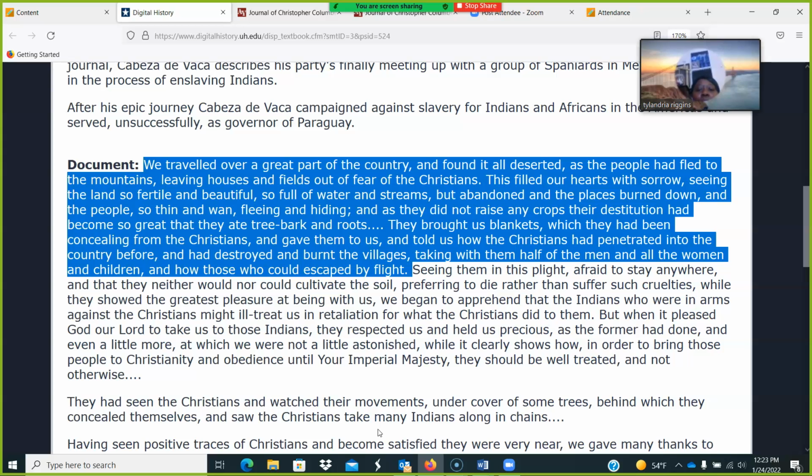They brought us blankets, which they had been concealing from the Christians, and gave them to us, and then told us how the Christians had penetrated into the country before and had destroyed and burnt the villages, taking with them half of the men and all the women and the children, and how those who could escape by flight.